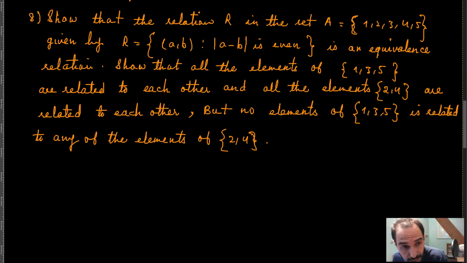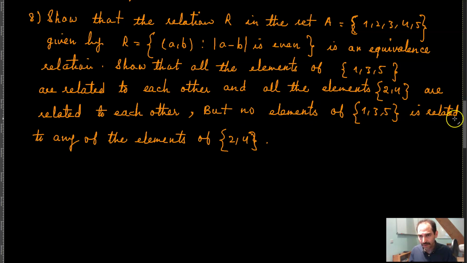Okay, so now question number 8. We have to show that the relation R in the set A, which is equal to {1, 2, 3, 4, 5}, given by R = {(a, b) : |a − b| is even}, meaning that the absolute value of the difference between a and b is an even number, is an equivalence relation. So let's first do this part, and then we have a couple more things to do as well.